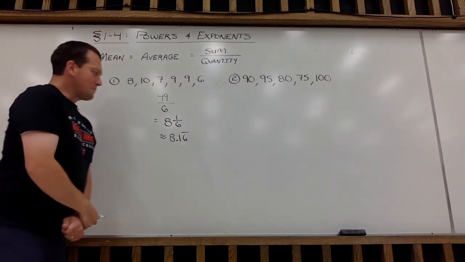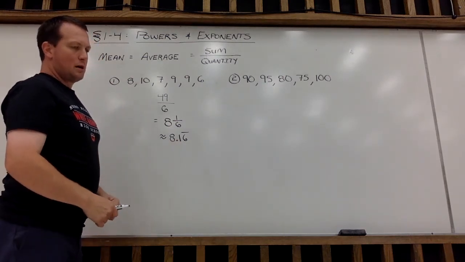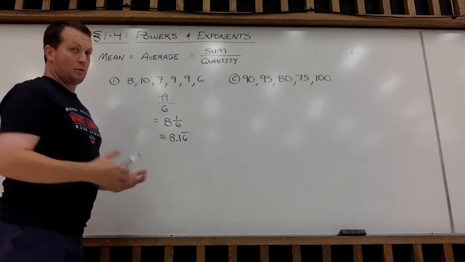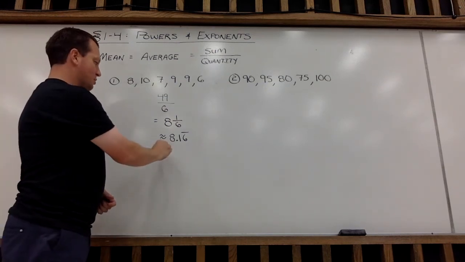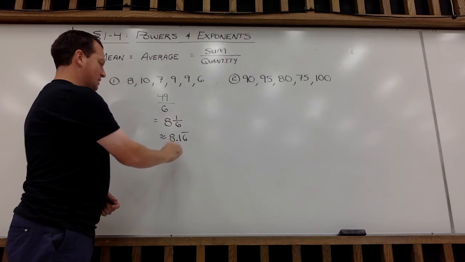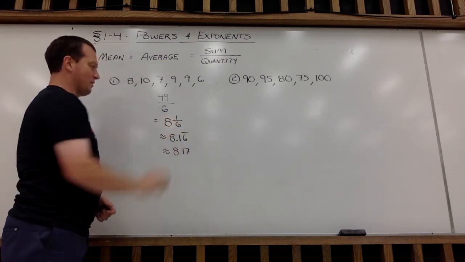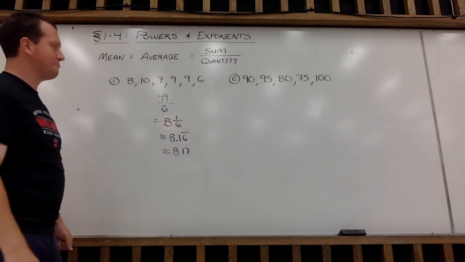All right. Again, if you are wondering, well, what do I round to? Nearest hundredth is okay too. So 8.17. Any one of these 3 answers is great.